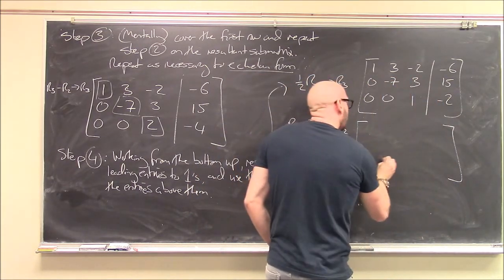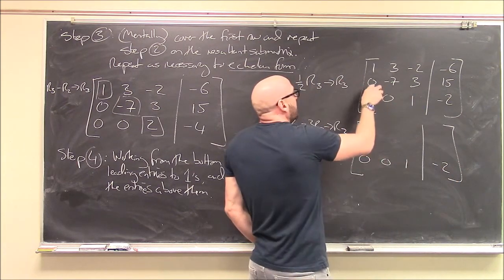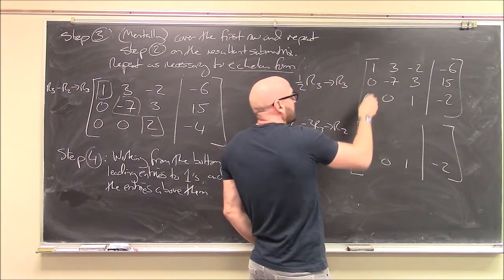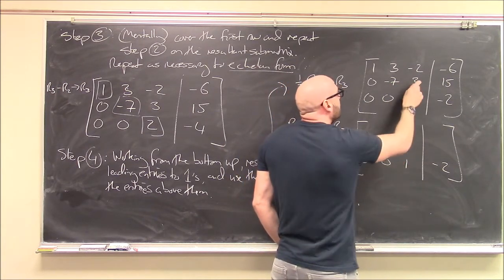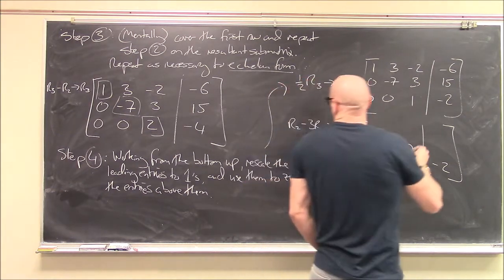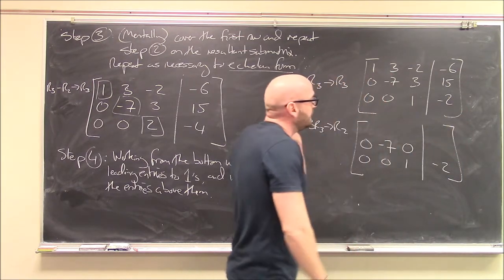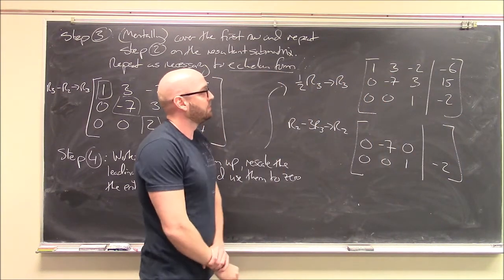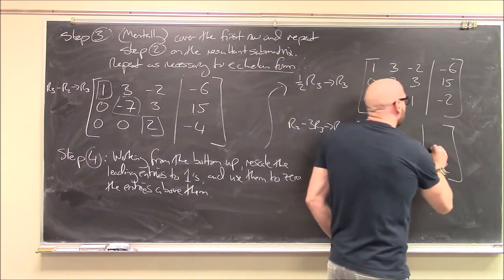So I've got 0, 0, 1 minus 2. 0 minus 3 times 0 is 0. Minus 7 minus 3 times 0 is minus 7. 3 minus 3 times 1 is 0. And 15 minus 3 times minus 2. Minus 3 times minus 2 is 6. So 15 plus 6 is 21.